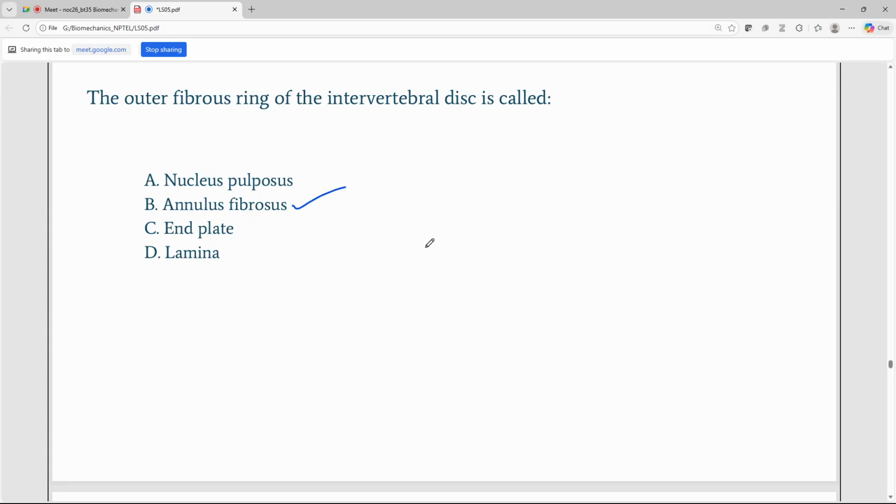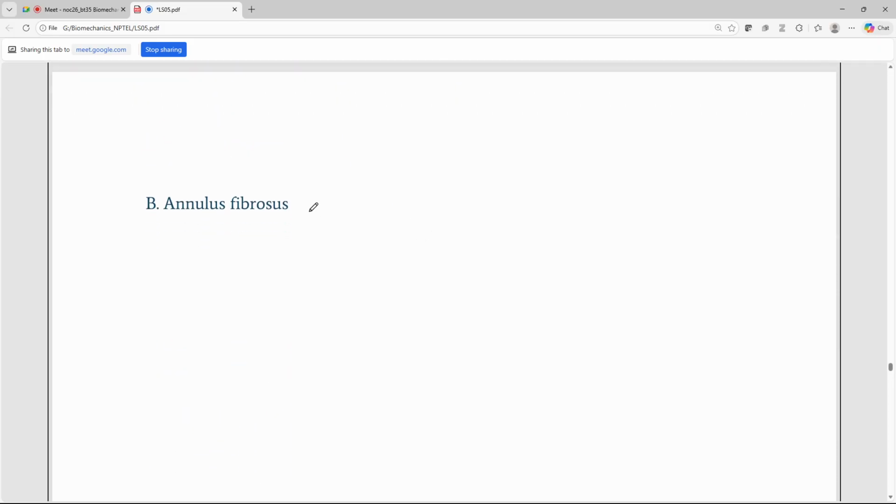Correct answer is option B, annulus fibrosus.